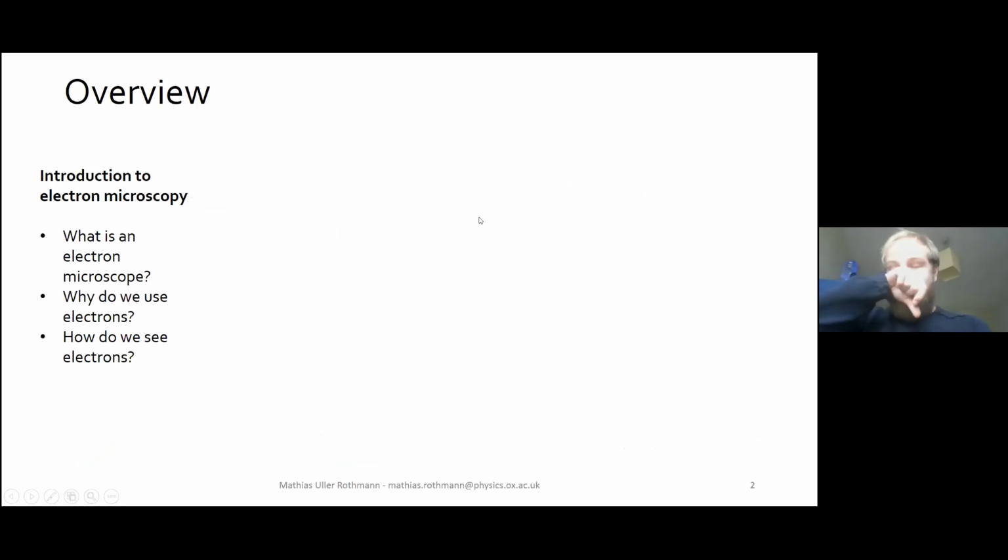So, here's a bit of an overview. The first thing I'm going to do is introduce electron microscopy in general, just so we all know what we're talking about. I'll talk a bit about what an electron microscope is. I want to talk a bit about why we use electrons in general, rather than photons, and how we then see these electrons. How do we detect them?